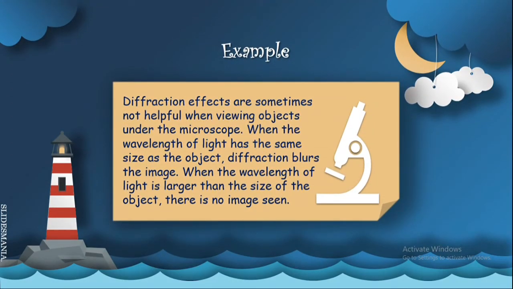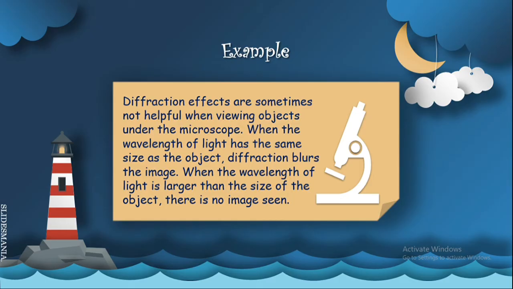For example, diffraction effects are sometimes not helpful when viewing objects under the microscope. When the wavelength of light is the same size as the object, diffraction blurs the image. When the wavelength of light is larger than the size of the object, no image is seen.